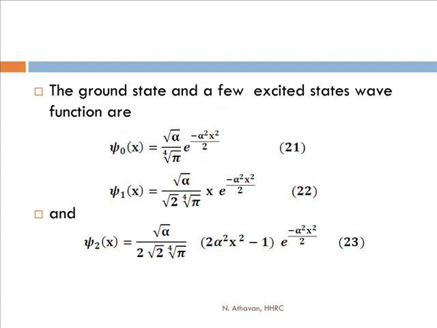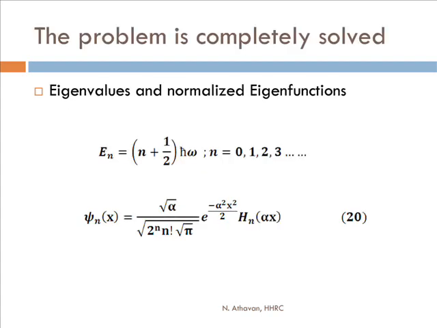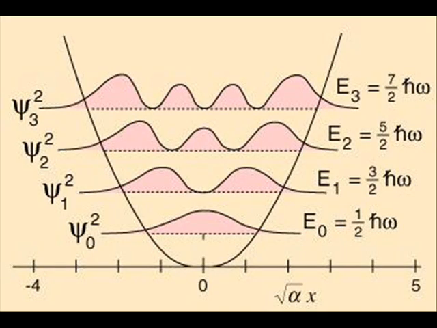Here we give you some of the ground state and few excited state wave functions. Now the problem is completely solved, which means we have the eigenspectrum E_n is equal to (n + 1/2) h cross omega, and the eigenfunction or the wave function psi_n of x, which takes the form given here.